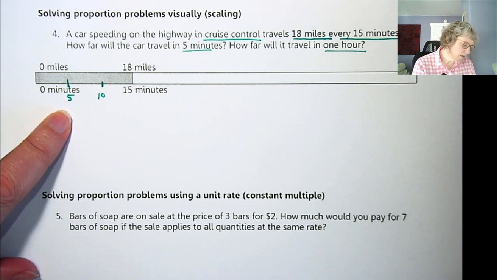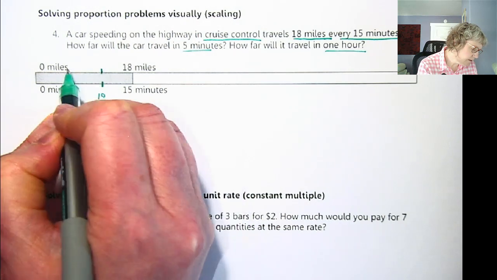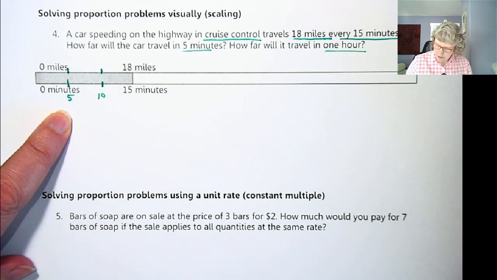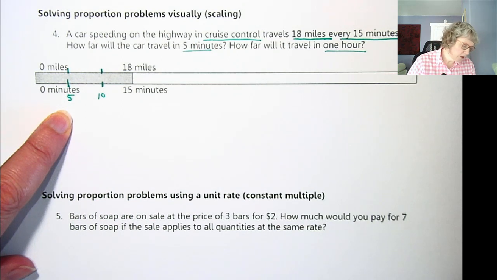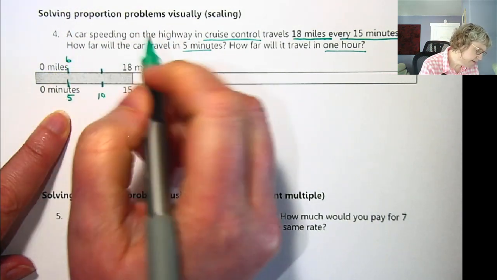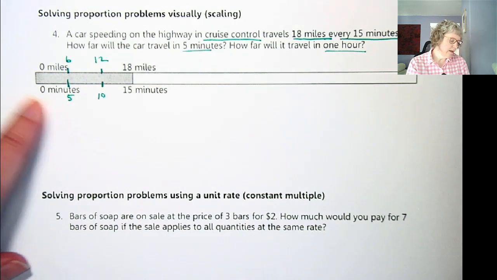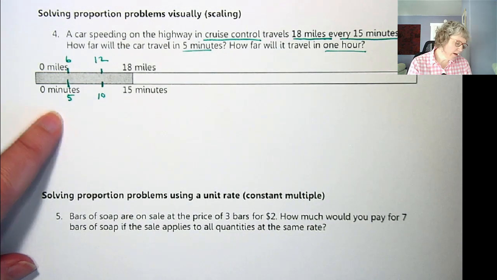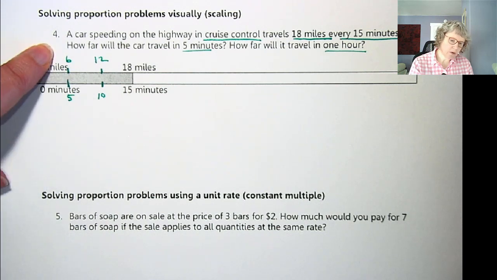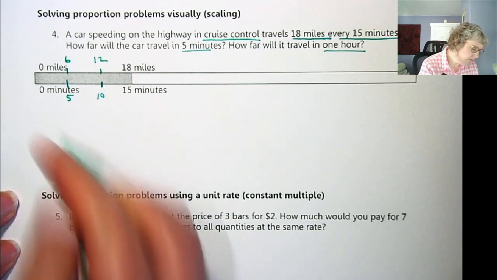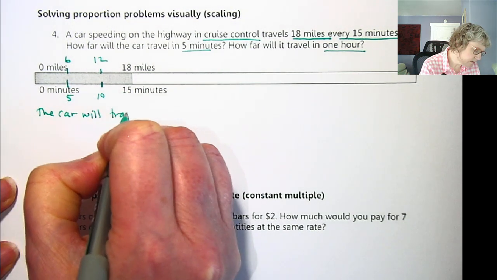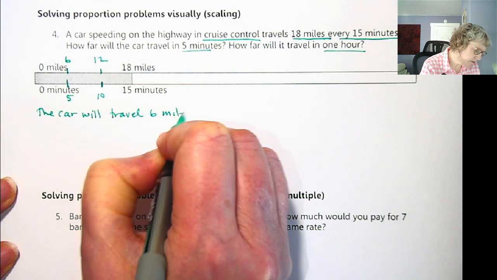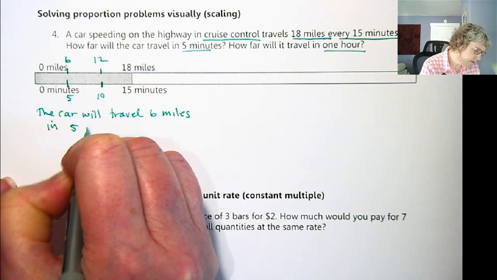So I can do the same thing with 18, and if you're not sure, that's fine. You can use your calculator. 18 divided by 3 is 6, or 6 times 3 is 18. So if I count by 6s, 6, 12, 18, then that works as well. So that tells me that in 5 minutes, the car will travel 6 miles, right? So let me write that out. The car will travel 6 miles in 5 minutes.